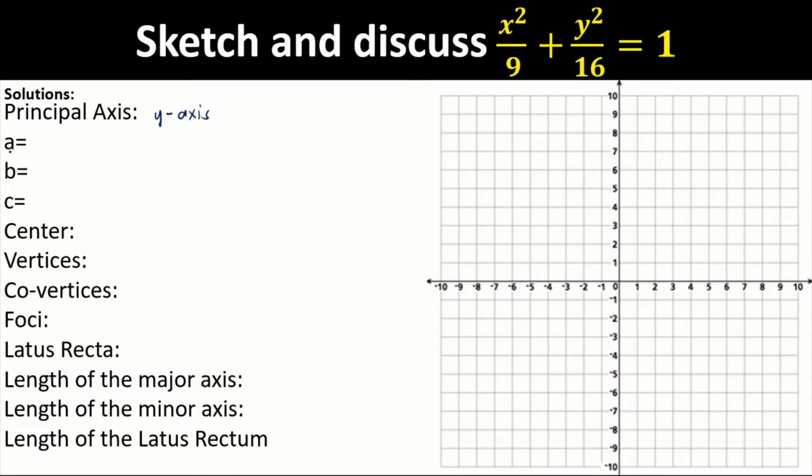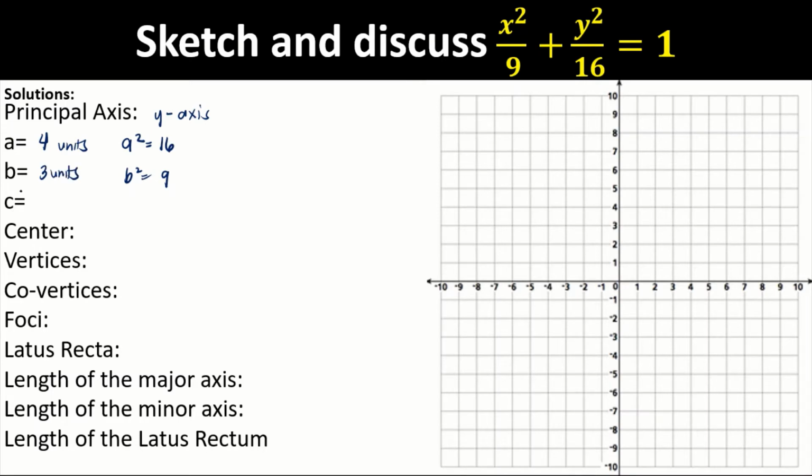Next, to get the values of A, B, and C, kukunin muna natin yung A squared. A squared ay manggagaling sa highest value pa din ng denominator. So, A squared is equal to 16. And then, B squared is yung remaining denominator which is 9. If A squared equals 16, therefore A is 4 units. And if B squared is equal to 9, then B is 3 units.